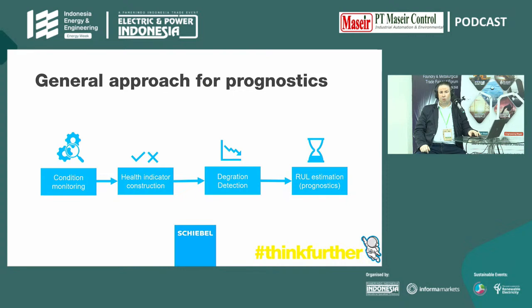How this works is displayed here in the general approach for the prognostics, so for the remaining useful life. Basically you need condition monitoring, you need health indicator construction, the degradation, which is the detection of the health indication, and then the outcome is of course the remaining useful life.